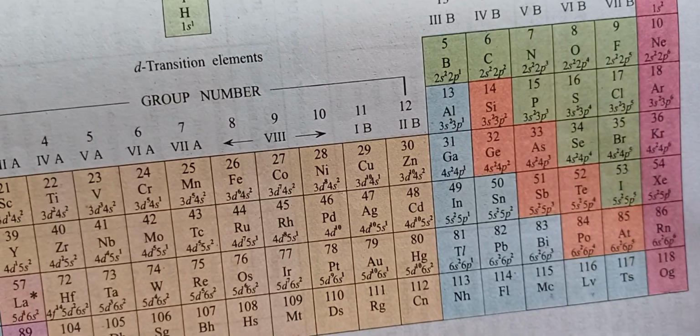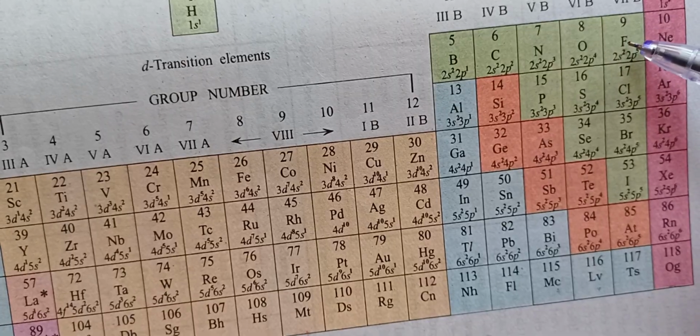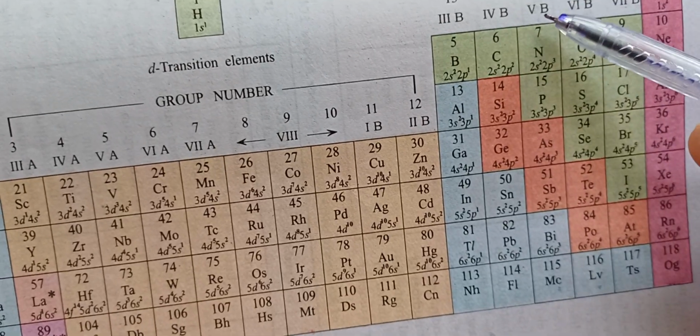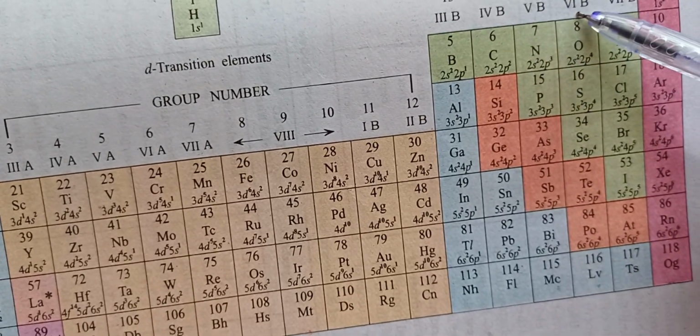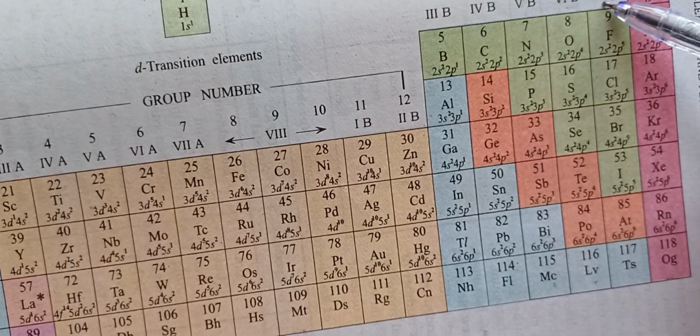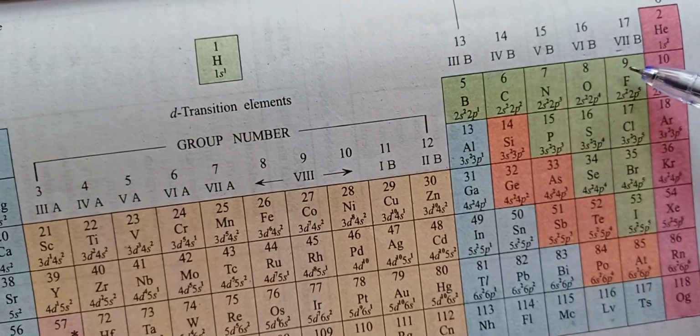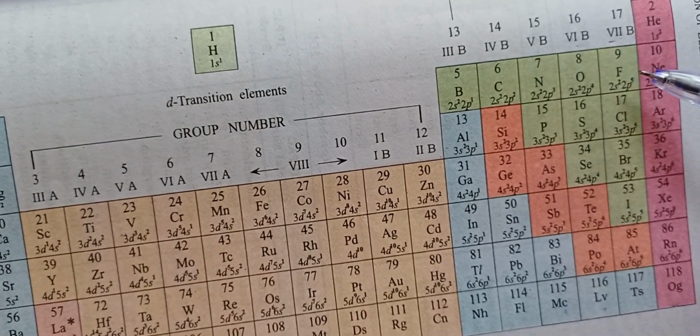Okay. Next, seventh B. Here you can see these are called halogens. Fifth B are called pnictogens. Sixth are called chalcogens. Seventh B are called halogens. So this question is also asked in NEET exam, right? So like this, from the periodic table, they will be asking easy questions.